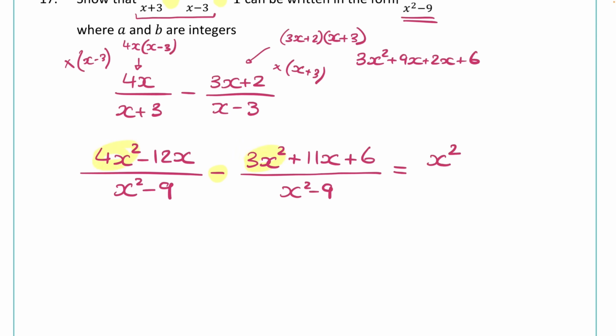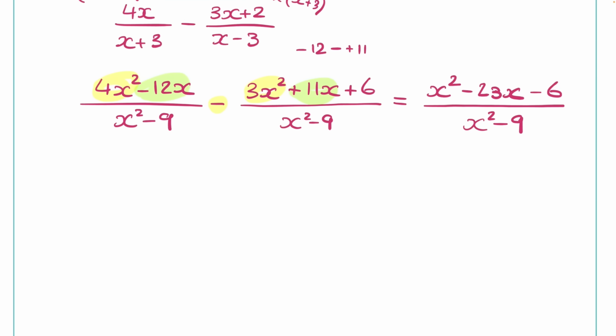And then on to the next one, we have negative 12x, and we're taking away 11x. So negative 12, take away plus 11, which is negative 12 take away 11, which is minus 23x. And then we also have take away the 6. So we're taking away plus 6, so we end up with minus 6 on the top, and that is all over x squared minus 9. So that is the first 2, which we have now subtracted, and now we have to subtract 1.